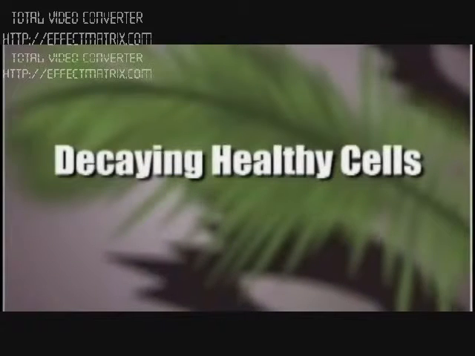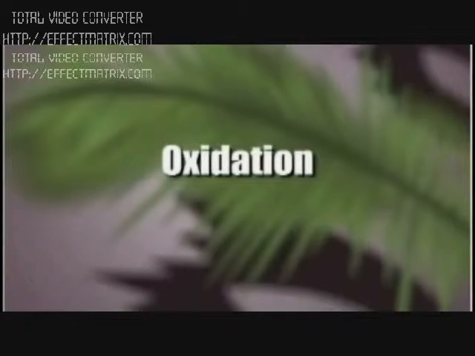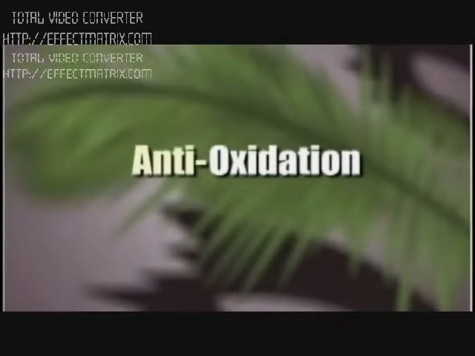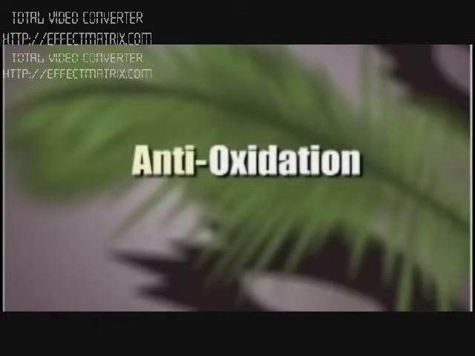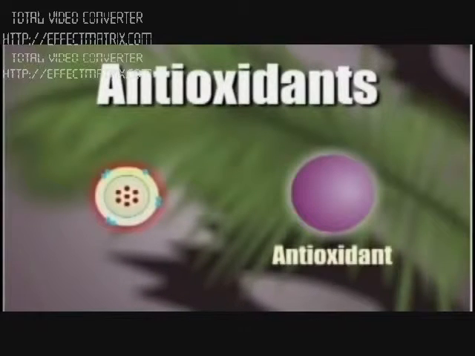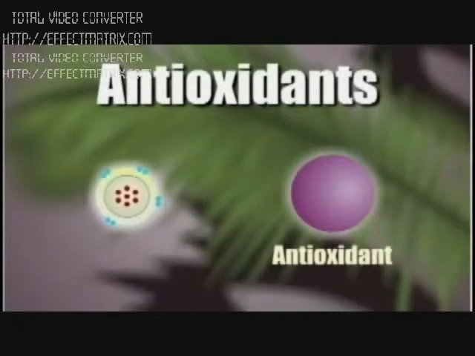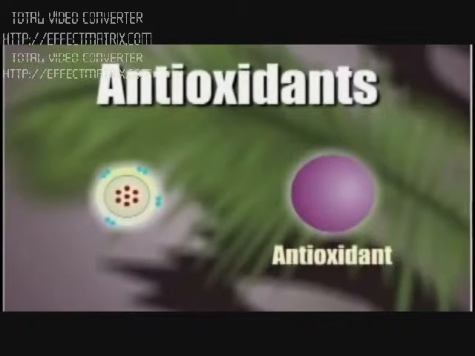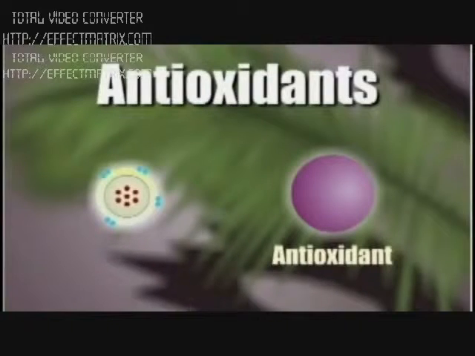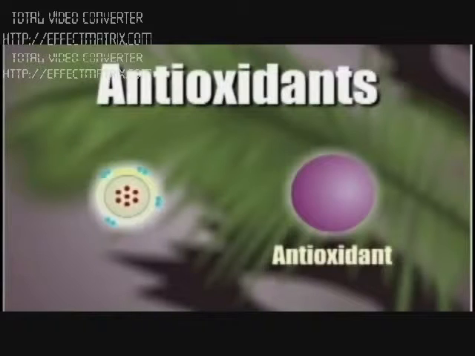So how do we protect ourselves from these free radicals that are wreaking havoc in our bodies? Well, if the destructive process is through oxidation, then the answer is antioxidation, the opposite of oxidation. And this is achieved with antioxidants. Antioxidants stop this chain reaction by donating one of their own electrons to the free radicals. The great thing is, the antioxidant nutrient itself does not become a free radical by giving away its electron. It's kind of like a win-win situation for the antioxidant and the free radical.